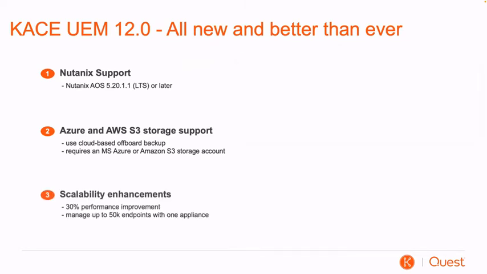Then we have scalability enhancements. In former appliances, we had some limitations with the maximum amount of endpoints. It was around 10,000 devices that we could manage with the appliance. We now have a lot of enhancements in the background, so that we are now able to manage up to 50,000 endpoints with one appliance.